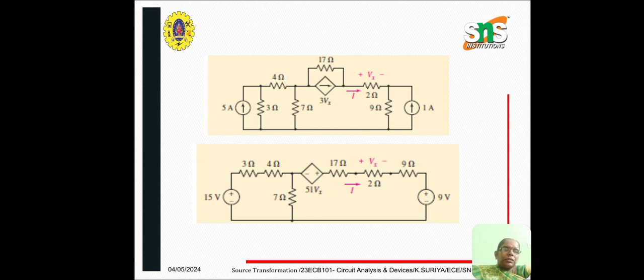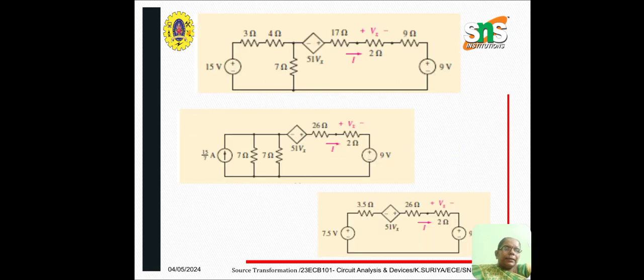R is the series resistance, 4 plus 3, that is 7. So V by R is 15 by 7 amps, and then 7 ohms in parallel. So you will be getting a diagram like this as shown in the second figure, right? So 15 by 7 amps in parallel with 7 ohm. Already you have a 7 ohm.